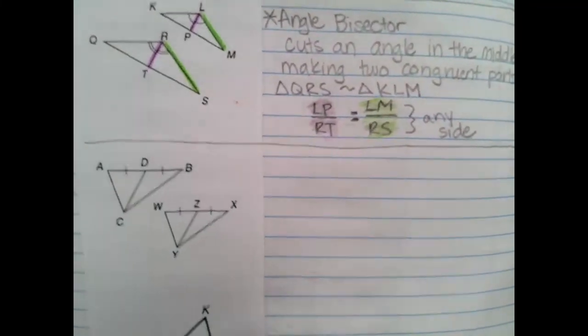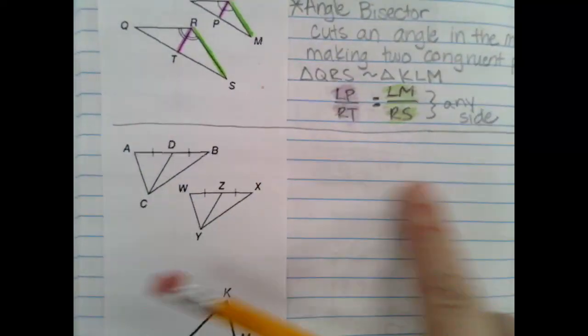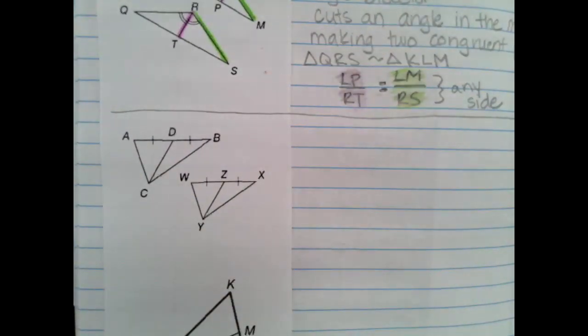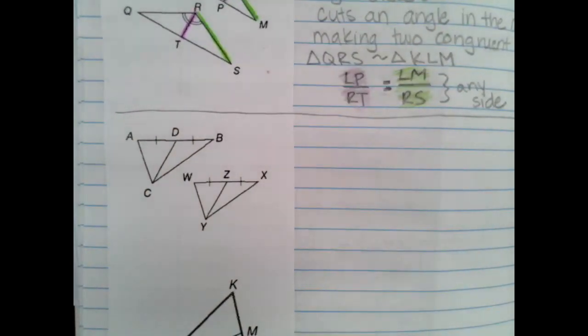All right, two more. In our third one here, if you joined us late, you can just jump down to that third part, and then you can fill in the rest later. What kind of segment do we have here in the middle? Is that an altitude, angle bisector, or median?